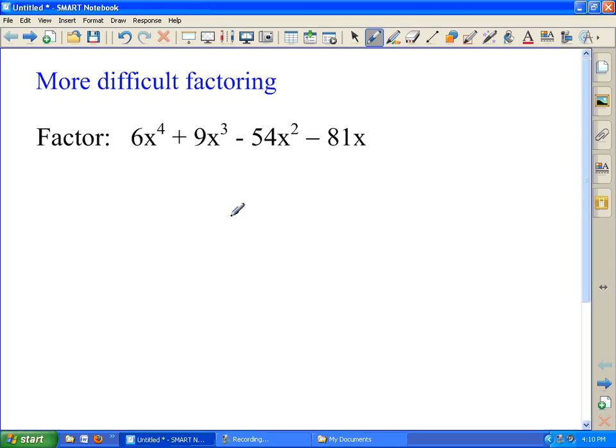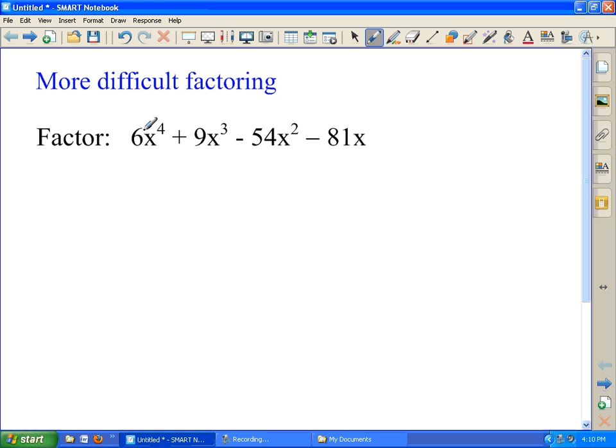So here's an example of a more difficult factoring problem. You begin with this problem here, factor 6x to the fourth plus 9x cubed minus 54x squared minus 81x. And remember your factoring procedure, the first thing you should be looking for is the greatest common monomial factor.